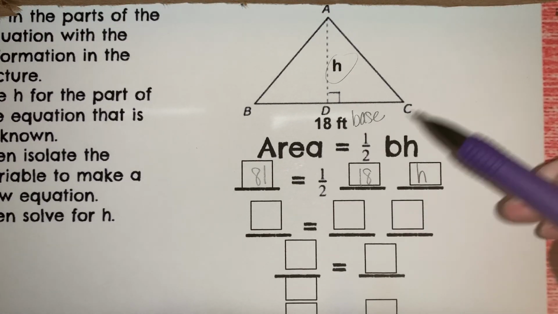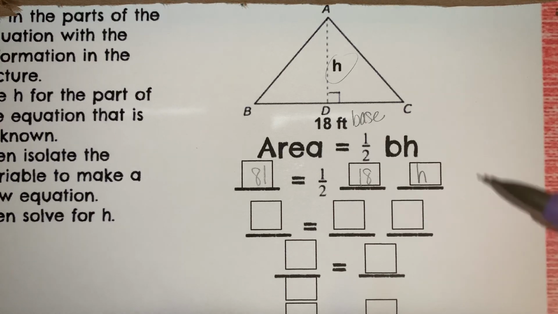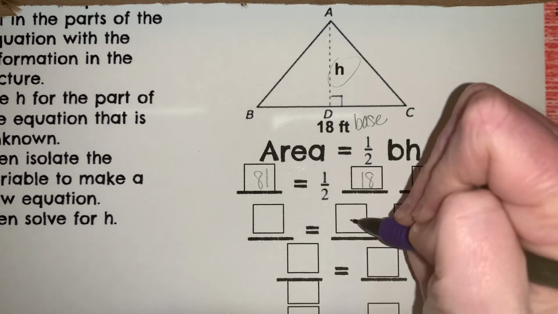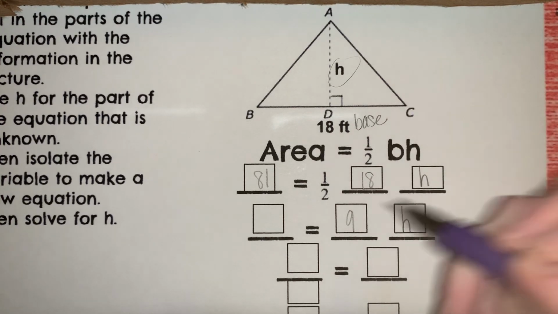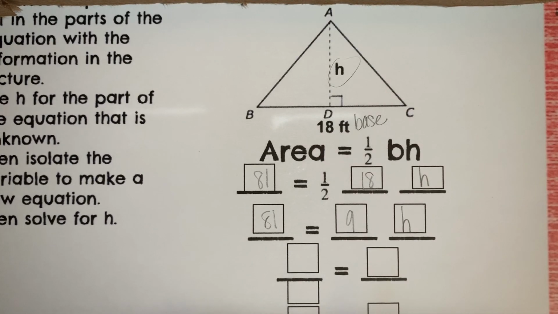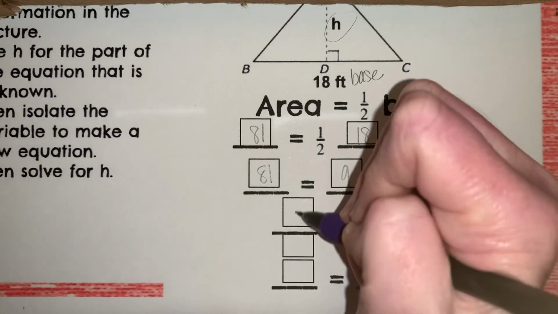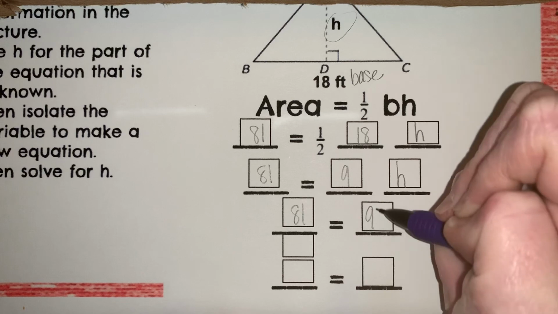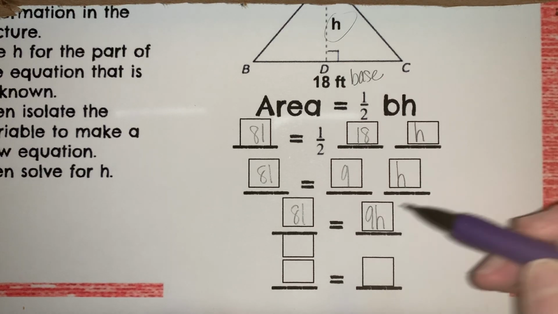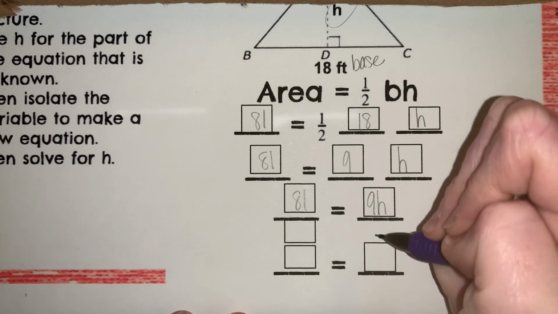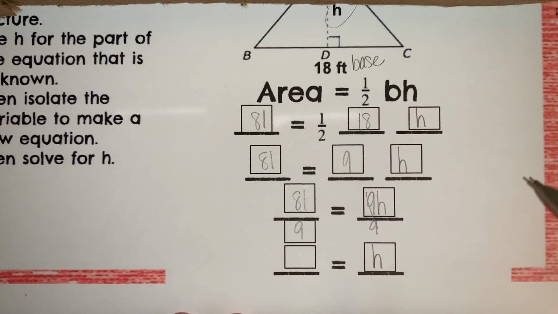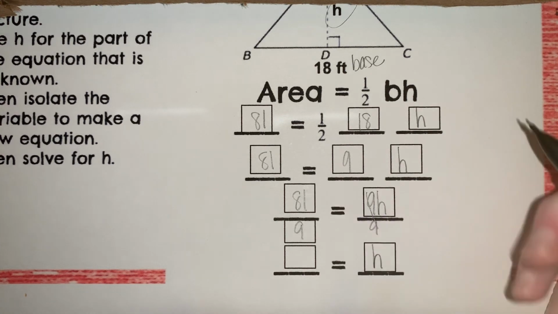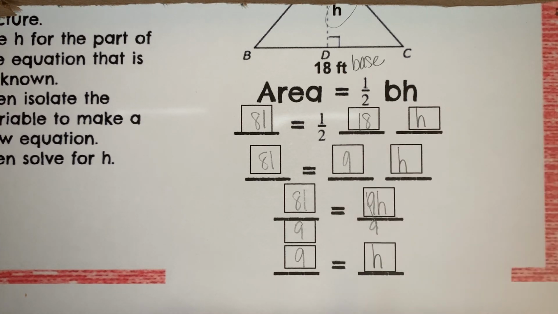Okay, let's go ahead and half 18. Half of 18 is 9. And the h, we know 81 is the total area. We see multiplication, so we're going to divide both sides by 9 so we can isolate the variable. We have h by itself, and 81 divided by 9 is 9. So the missing height is 9 feet.